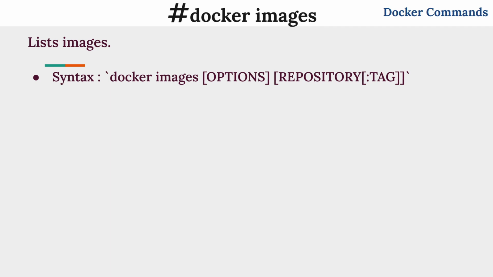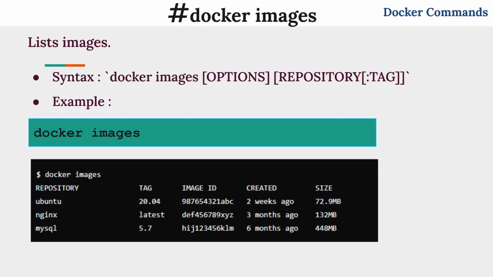Let's see the syntax: docker images, options, repository, tag. Options are additional options to filter or customize the list of images. Repository: optionally specify a repository name and tag to filter the output. The docker images command is a crucial tool for managing and viewing Docker images on your local machine. It provides a comprehensive overview and includes various options to filter and format the output according to your needs. Understanding how to use this command effectively can help you manage your Docker environment more efficiently. Let's see the next command.